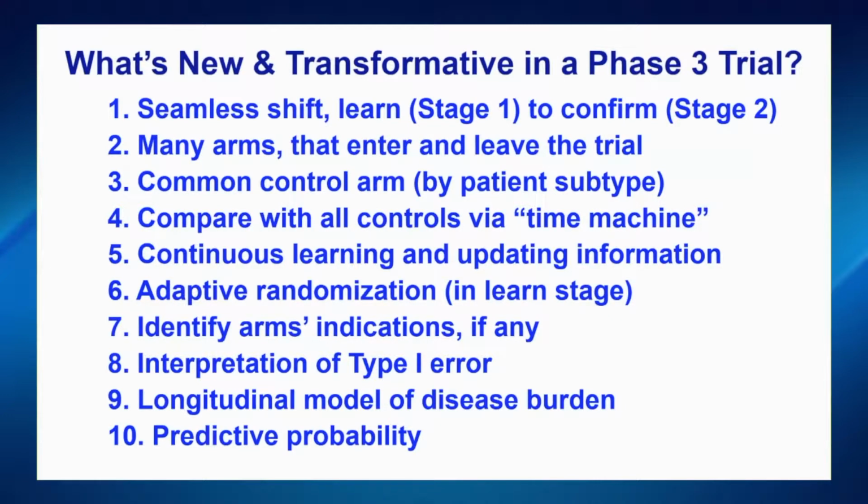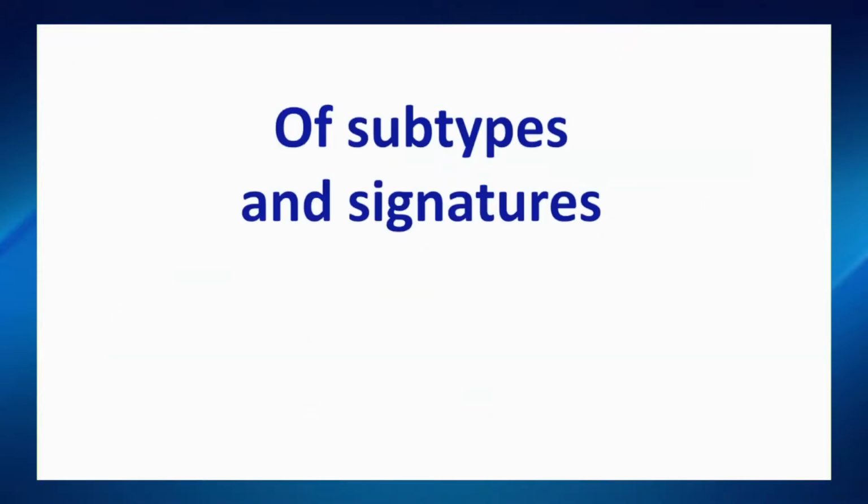The type 1 error that we propose and the FDA agreed with is it's only a type 1 error if you identify a subtype and it graduates and it does well and you present it to us as a positive study, if none of those patients in that subtype benefit. So it's a very liberal definition of type 1 error. And longitudinal modeling is not in there yet, but will be, and predictive probability.